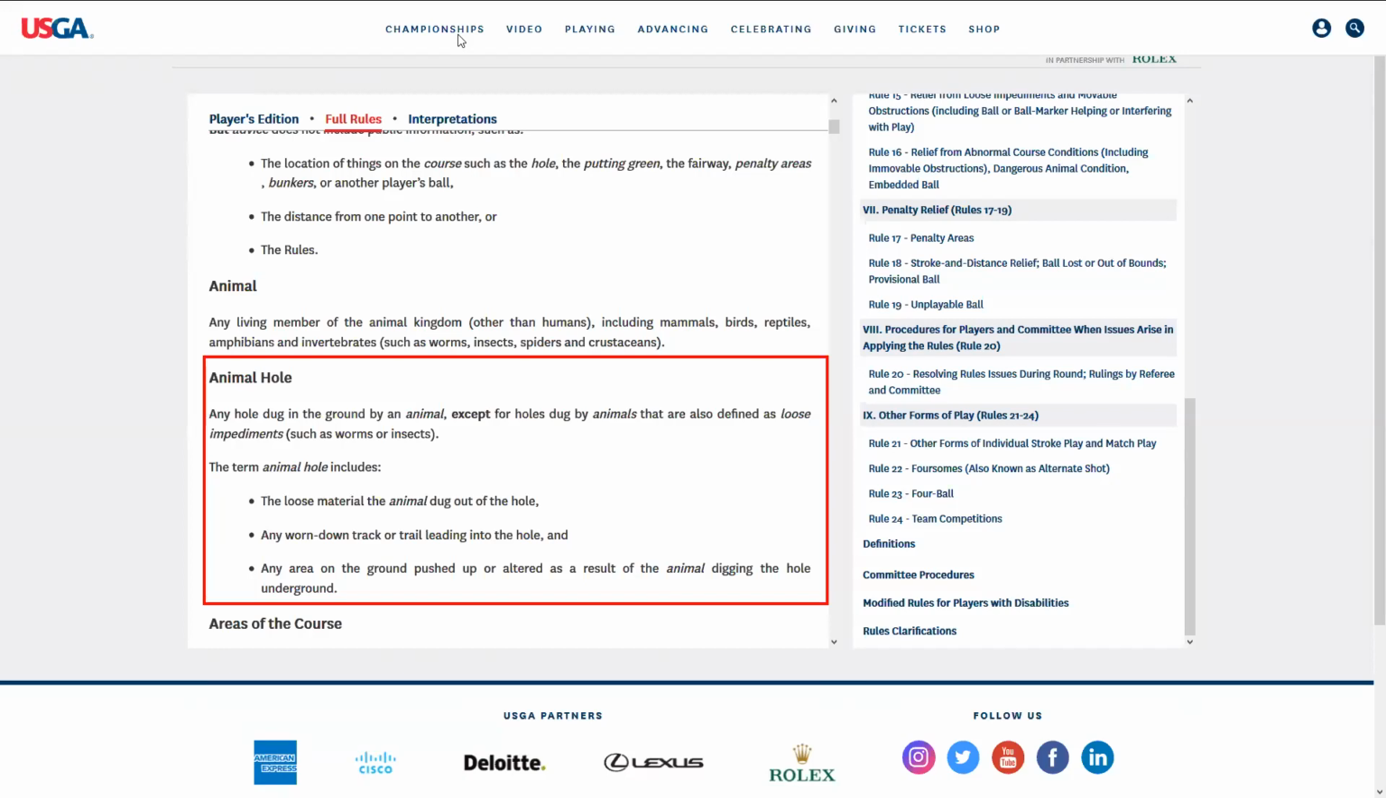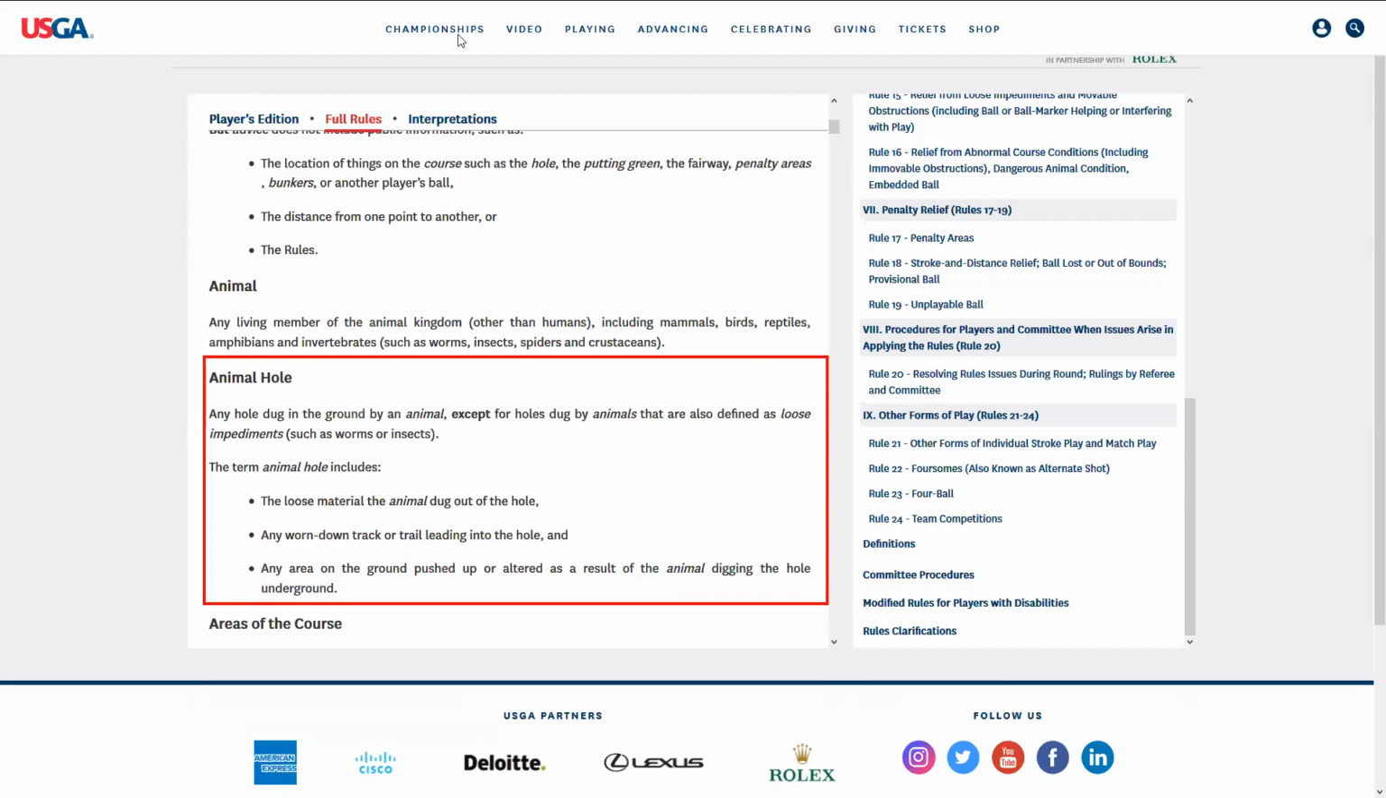So, question, is an anthill that is right by the putting green an animal hole? An anthill? Yes. No, because the exception says, any hole dug in the ground by an animal except hole dug by an animal that's a loose impediment. Is an ant a loose impediment? Yes. So therefore, the ant hole is not an animal hole, and therefore is not ground under repair.